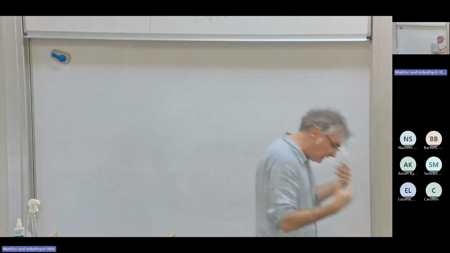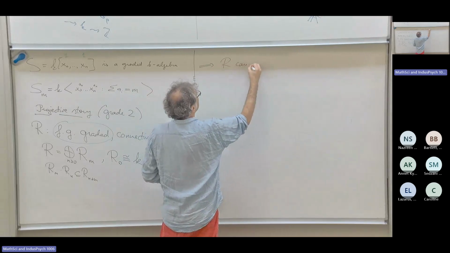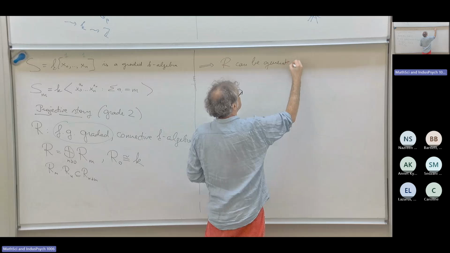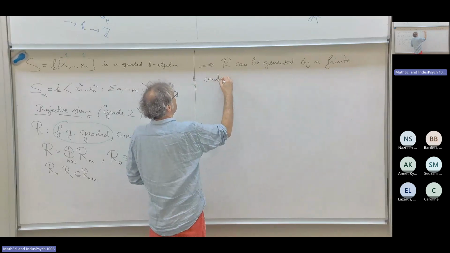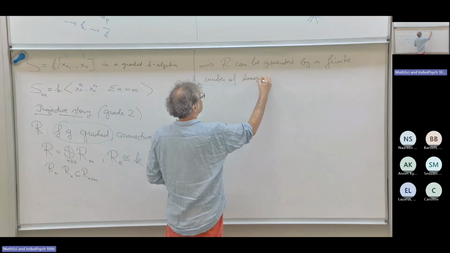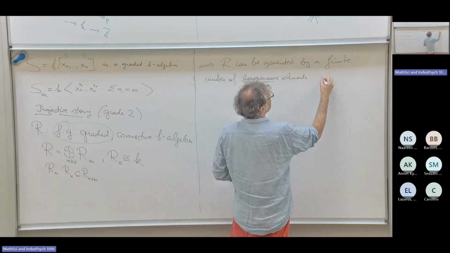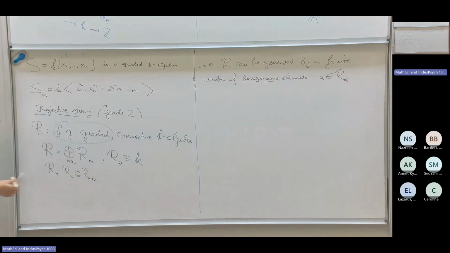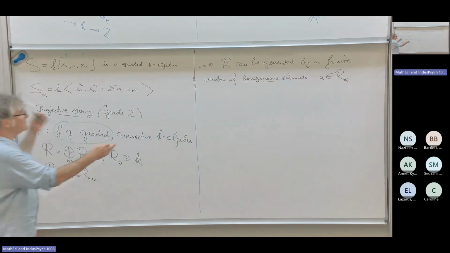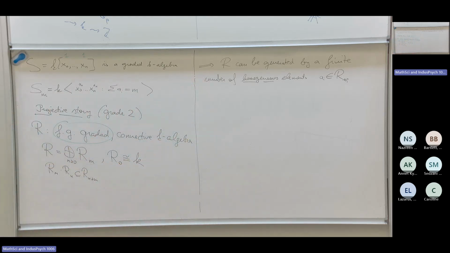Because it's finitely generated, R can be generated by a finite number of homogeneous elements. Homogeneous just means that my generators ai live in some specific piece of the grading. Because I have a finite number of generators, I can break them up into homogeneous pieces, and they still give me a set of generators. So that's fine. But what do I do next?